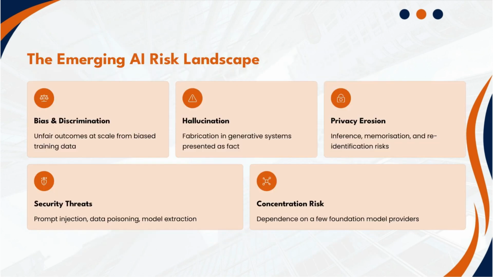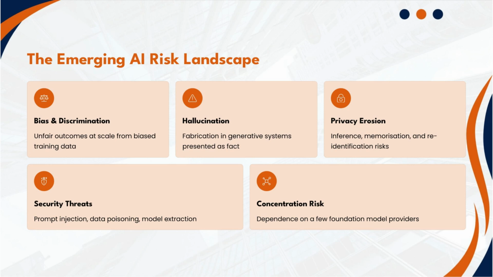Let's zoom out and look at the landscape, because the risks are multiplying faster than most governance functions can track. Start with the classic ones: bias and discrimination. Models trained on historical data, learning historical prejudice, and then applying it at industrial scale. Privacy. Models memorizing training data and leaking it back out. Security. Adversarial attacks, where a tiny change to an input fools the model completely.